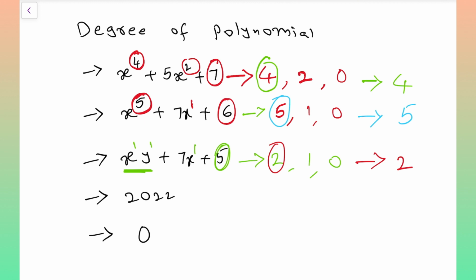Then 2022. As usual, just like the previous one, 2022 can be written as 2022 into 1. 1 can be replaced with any number power 0. So I am replacing with x power 0. Now here for x, the power is 0. Then the degree will be 0. So 2022 is a constant. For constant, the degree is 0.